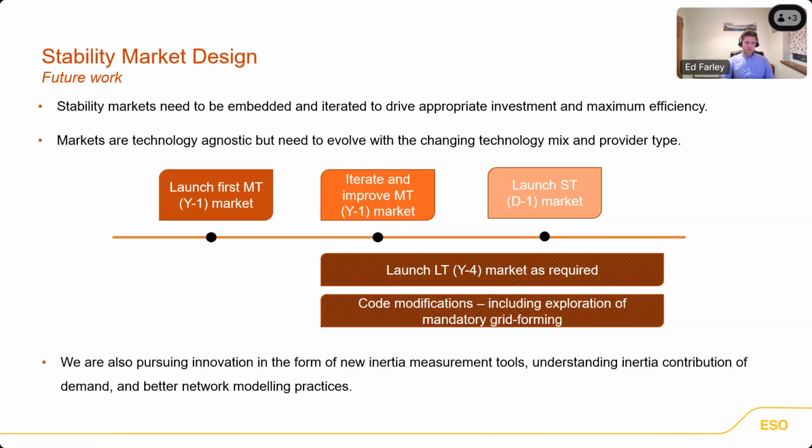The other thing to highlight is the year -4 market will be developed also in parallel, but we will only launch this according to system needs. So as I mentioned, the system requirements at the moment suggest that we could make best use of the current existing capability that exists on the network, but we're also mindful that things change over time. New generation will connect, policy will change, we will see new trends emerge on the system. Therefore, we think the long-term market could play a core role in mitigating the impacts of that.